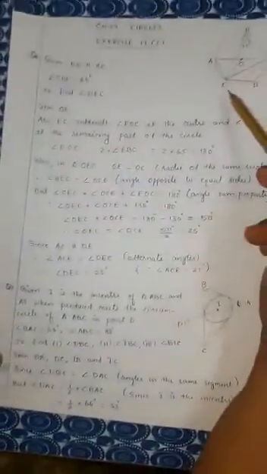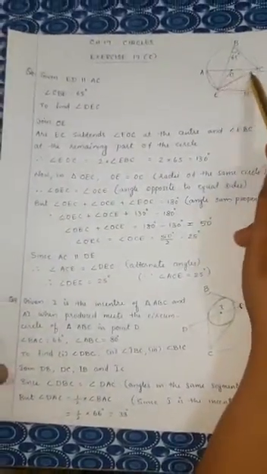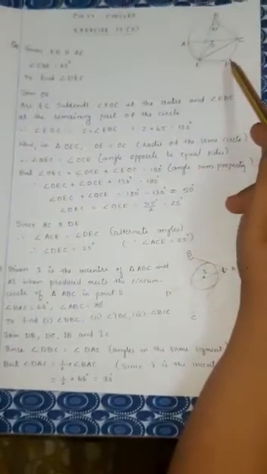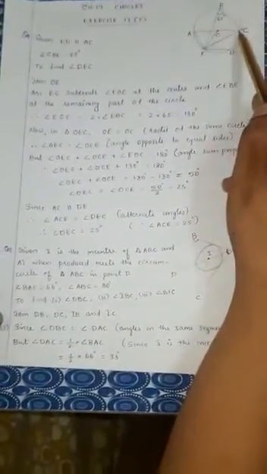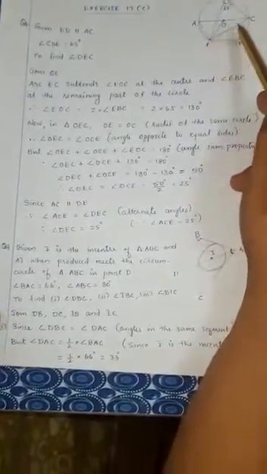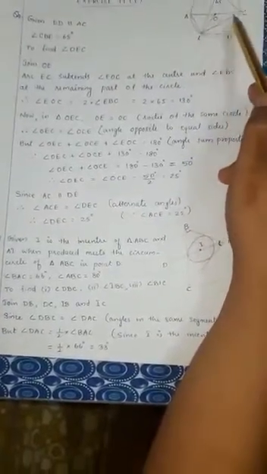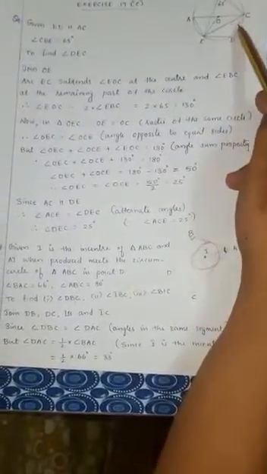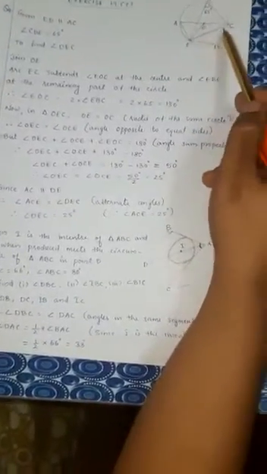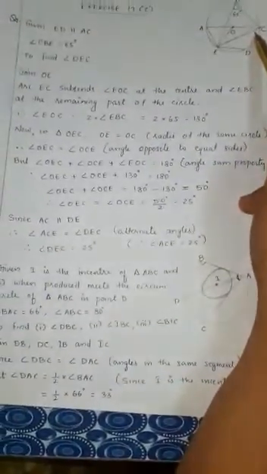Since AC parallel to DE, therefore angle ACE equal to angle DEC, alternate angles. Therefore, angle DEC is equal to 25 degree.